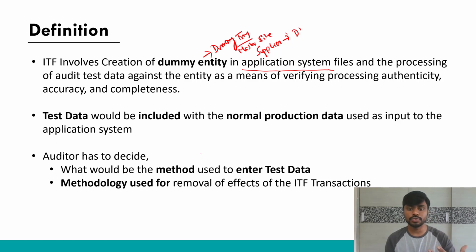What would be the method used to enter test data? There are two ways to do it. This is not part of your syllabus; I'm just giving more details to understand this concept further. In our example we created a dummy supplier called D, so that whenever somebody sees this transaction in the system, they can easily say, this supplier is not a real supplier, it's a dummy supplier, so don't bother about these transactions. So creating a dummy master file and processing the transactions against that dummy supplier is one way of entering transactions.